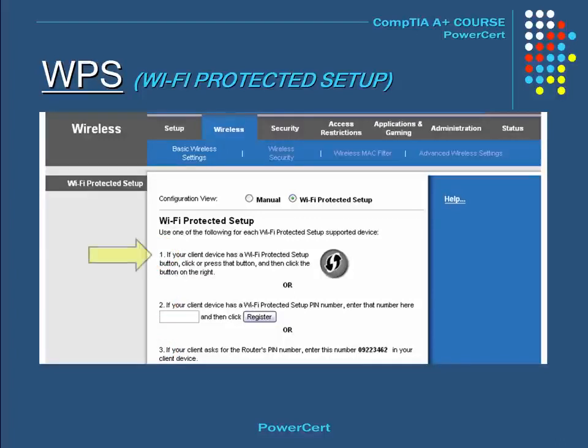You could use method 1 if your client has a Wi-Fi Protected Setup button. You would just press that button, then within 2 minutes you would press the WPS button here on this page, or you can just press the physical WPS button on the router itself, and then you'll be connected. You can also use method 2 if your client has a WPS PIN number. You would just enter that number in here and press register. Or you can use method 3 if your client asks for the router's PIN number, and you would just enter this number into your device, and then you'll be connected.